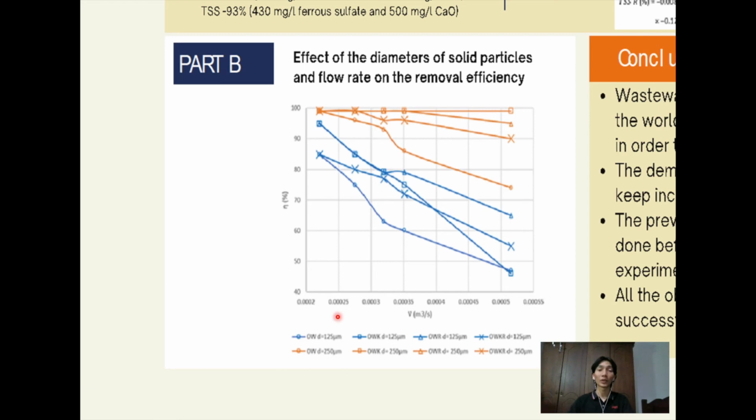Based on the result, we can also identify the best swirl sedimentation tank, where the best type is the swirl sedimentation tank with a directional elbow, or OWK, with 250 micrometer diameter of solid particle, as it has the best performance and can sustain 99% efficiency even though we change the inlet flow rate.